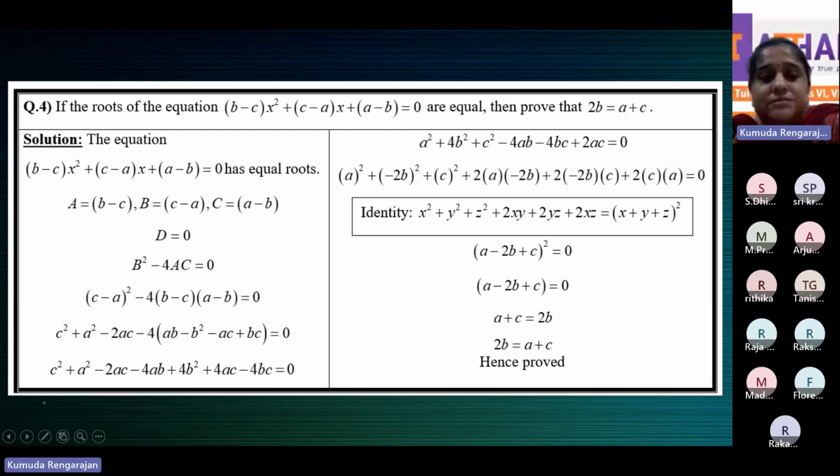Sorry. Yeah. Tell me, children. Understood this identity part, because this is of 9th standard?